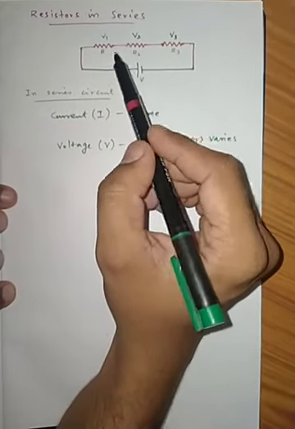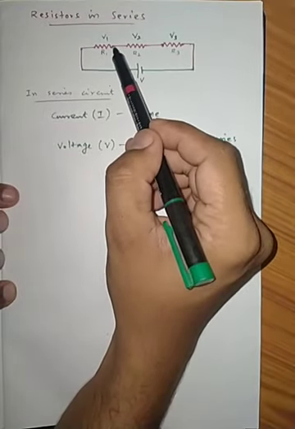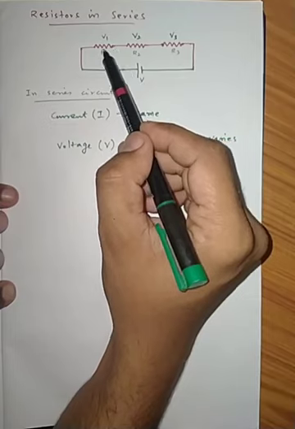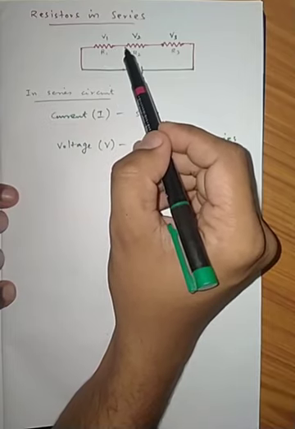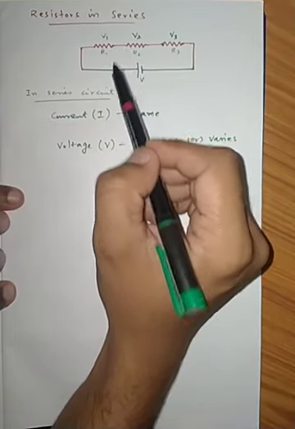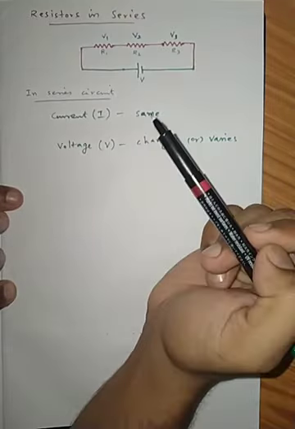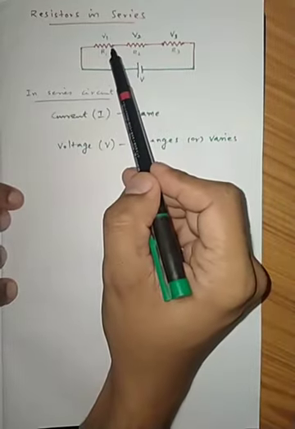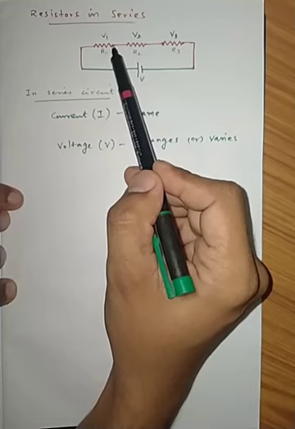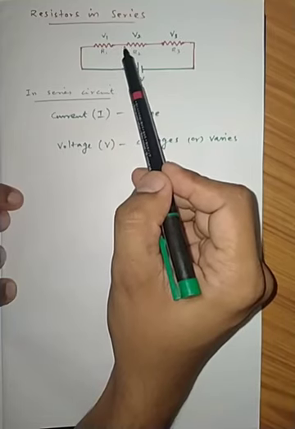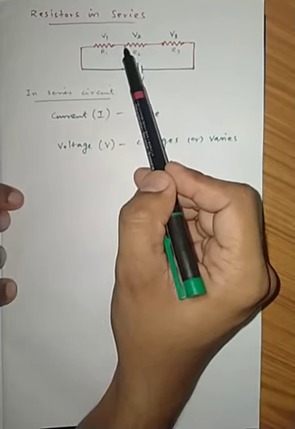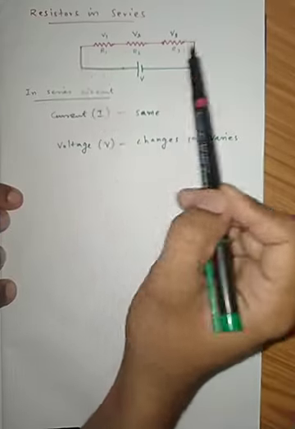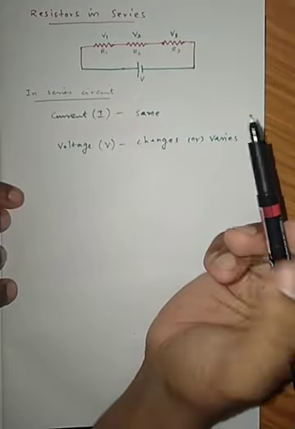As I told you earlier, when we connect the second terminal of a resistor to the first terminal of the next resistor, we call the connection a series connection. So here you can see the second terminal of resistor R1 connected to the first terminal of resistor R2. So this circuit is a series circuit.